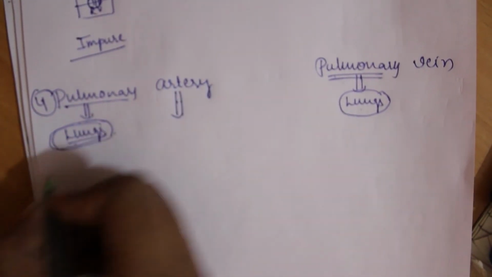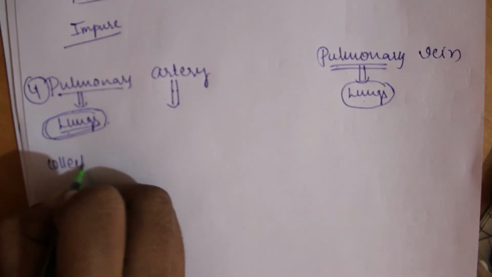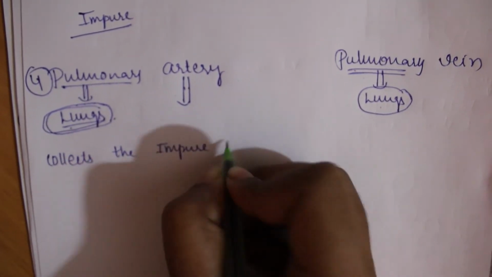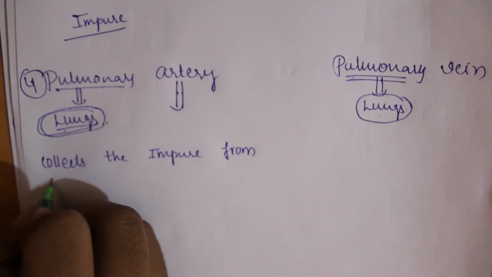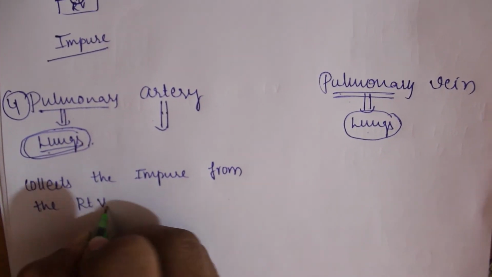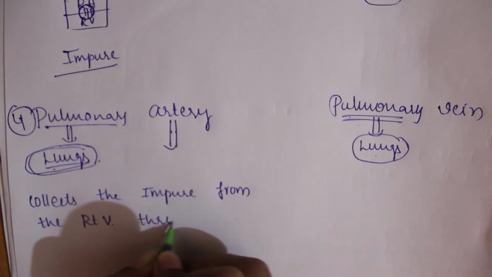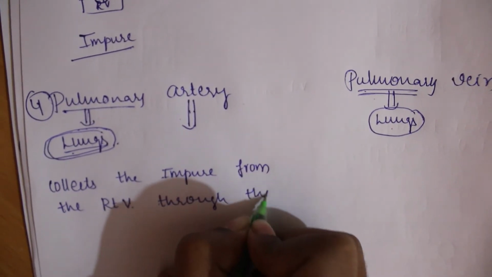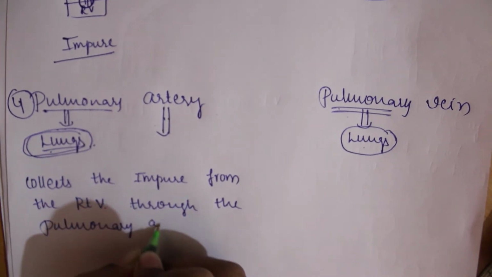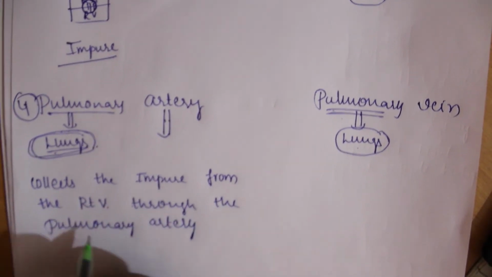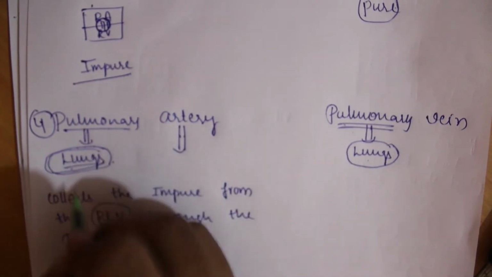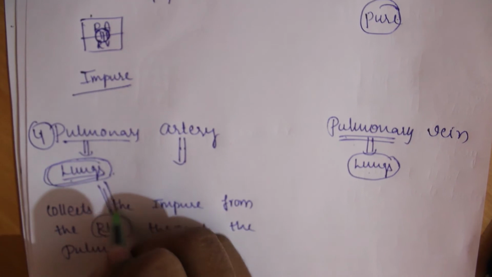What it collects means it collects the impure blood or deoxygenated blood from the right ventricle through the pulmonary artery. What does it mean when the deoxygenated blood enters from the right ventricle to the lungs, through the passage of the lungs.